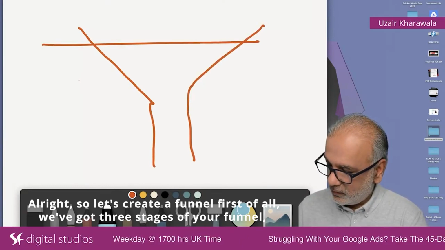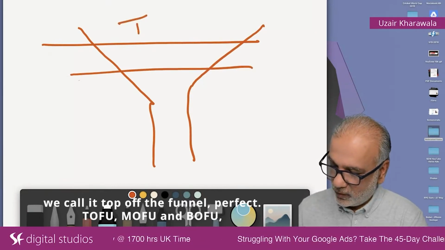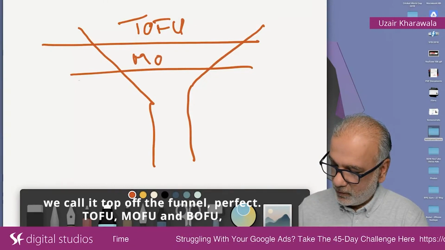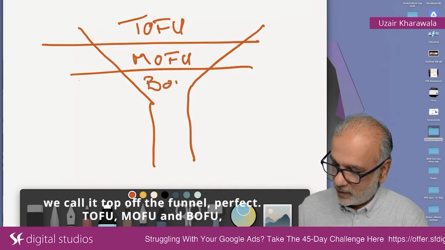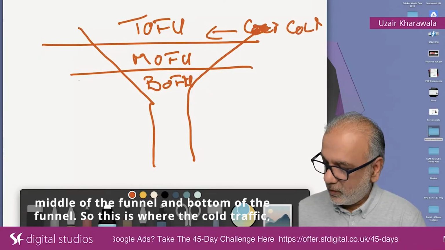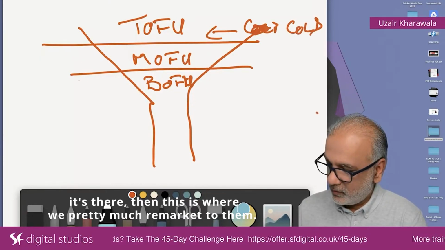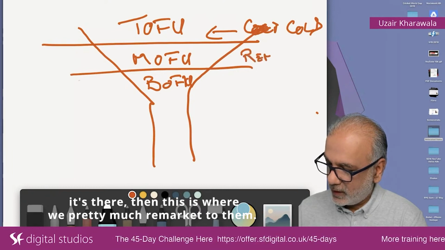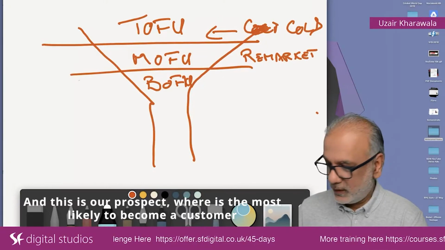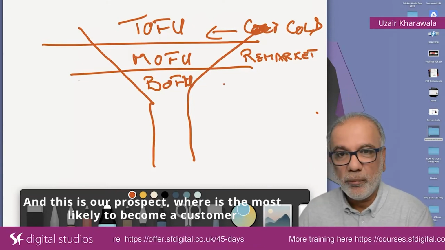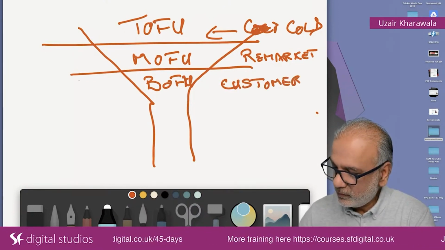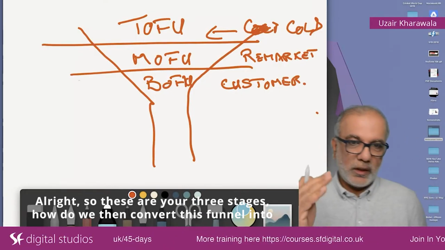So we've got 3 stages of your funnel. We call it top of the funnel traffic, tofu, mofu, and bofu: top of the funnel, middle of the funnel, and bottom of the funnel. So this is where the cold traffic is. Then this is where we can pretty much remarket to them. And this is our prospect, who is most likely to become a customer, and this is where they become a client or a customer. Right? So these are your 3 stages.